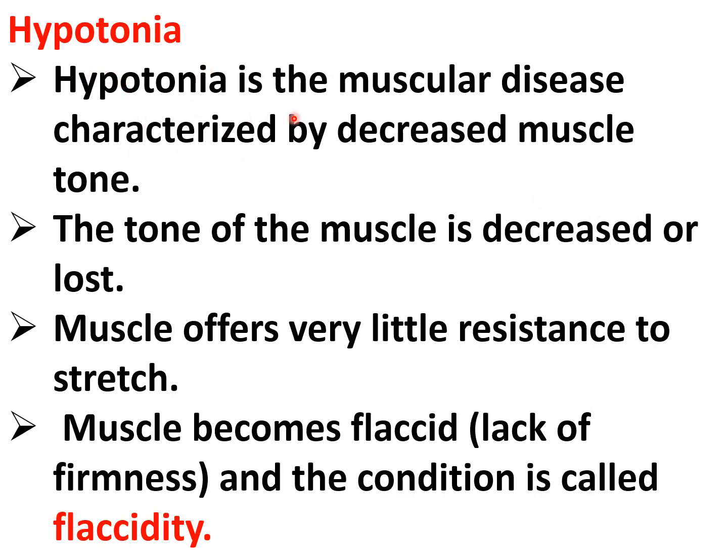Hypotonia. Hypotonia is a muscular disease characterized by decreased muscle tone. The tone of the muscle is decreased or lost. Muscle offers very little resistance to stretch. Muscle becomes flaccid and the condition is known as flaccidity.